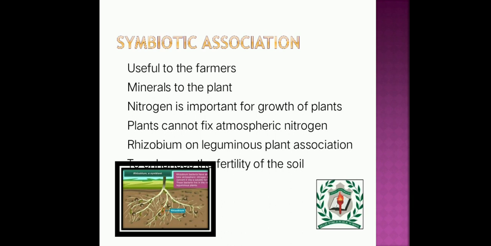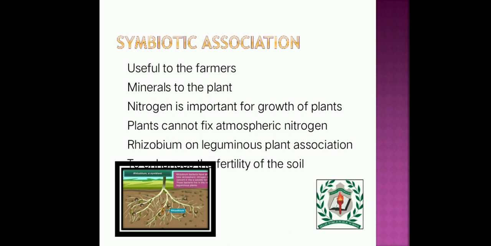What are the other minerals? They want phosphorus, potassium and nitrogen. Other than that, nitrogen is extremely helpful for the farmers for their growth. But the plants cannot fix the nitrogen directly. So plants cannot utilize the atmospheric nitrogen. Certain microbes such as rhizobium can convert this atmospheric nitrogen into a form that can be easily used by the plants.